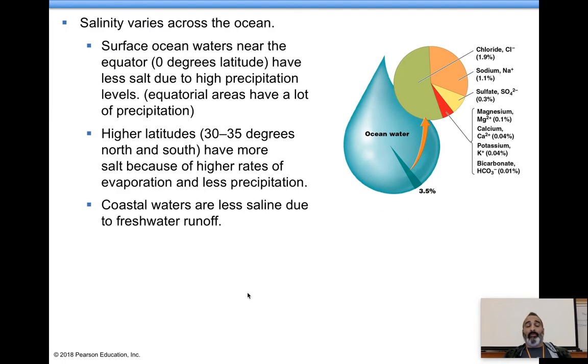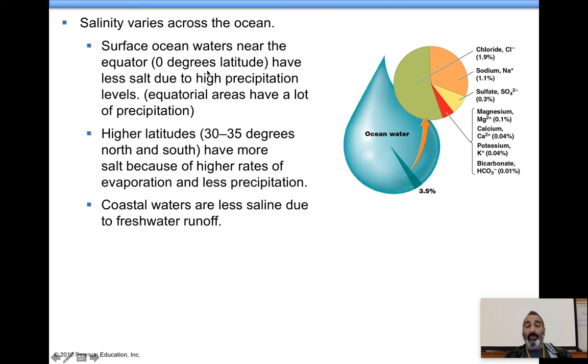So salinity varies. How salty the water is depends on where you're at. If you're looking at a map of the Earth, the equator, right down in the middle of the Earth, is where you have the most sun exposure, which means you have the highest amount.